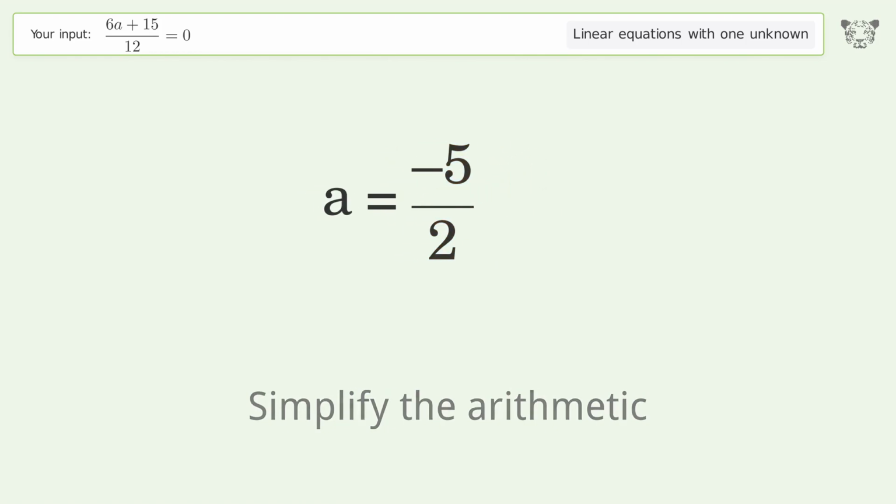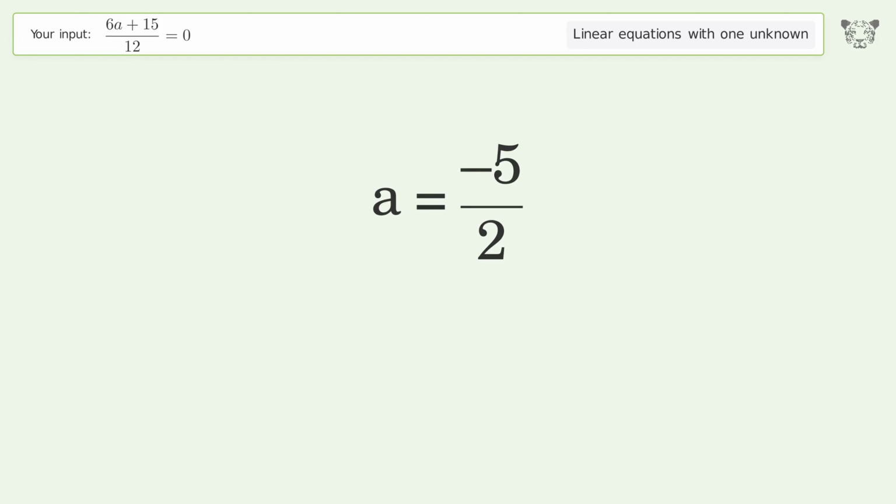And so the final result is a equals -5/2.